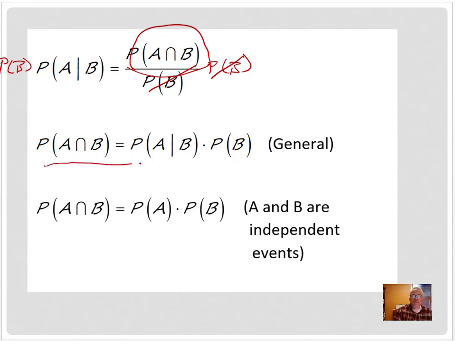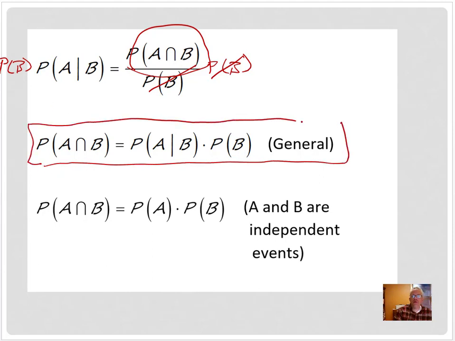This is the third rule for probability. So we had one rule for complements, one rule for unions, and finally we have our rule for intersections. The probability of A and B, or A intersect B, is the probability of A given B times the probability of B. It has a conditional probability in it.